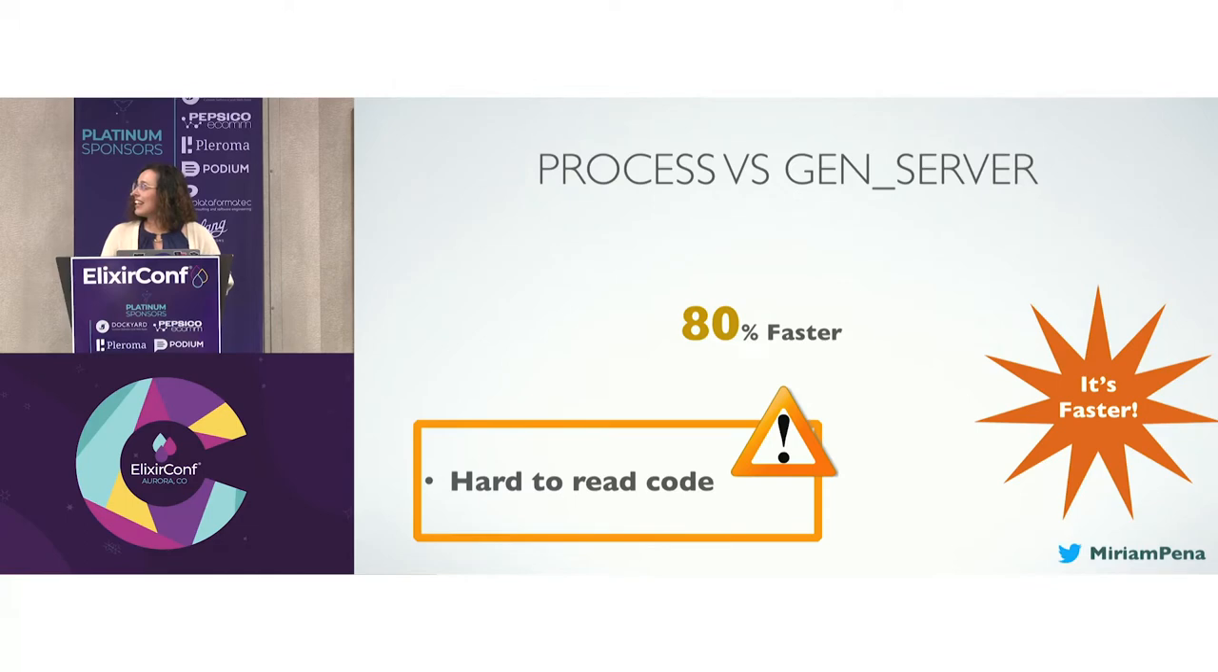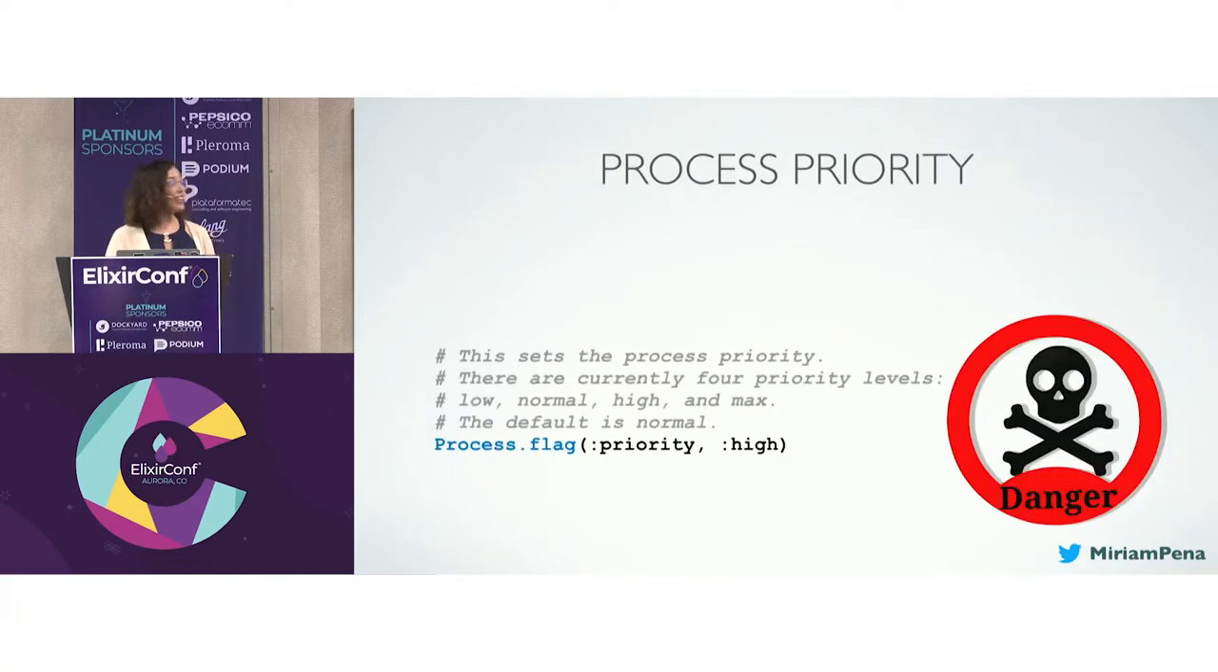So let's say this is not enough. Twice as much performance is not enough. There's something else you can do. Have you heard about the process priority? It really works like Unix processes. Each process has a priority. When processes start, they have priority normal. And you can increase the priority to high. You can decrease it to low, depending on what you want.